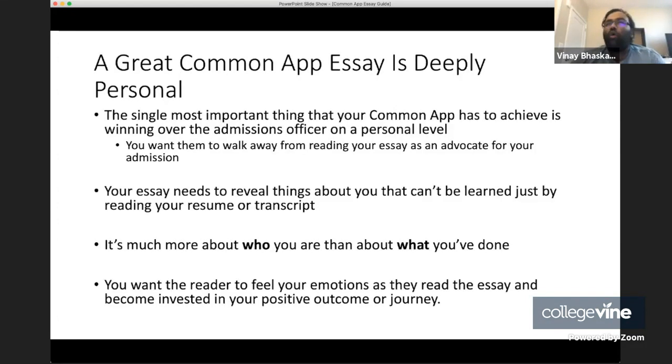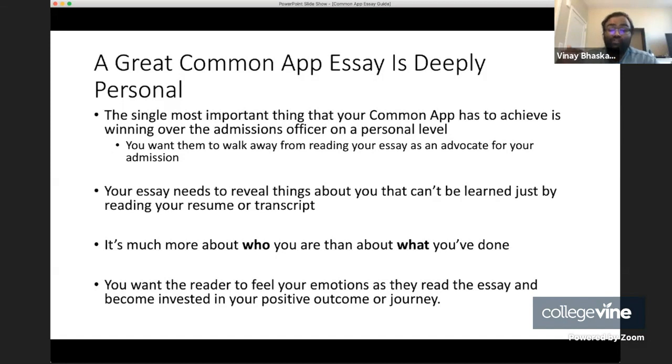Now, if there's one slide that I want you to walk away from this presentation having really internalized and taken away, it's going to be this slide right here. The key point of this slide is that a great Common App essay is deeply personal. The single most important thing that your Common App essay must achieve is winning over the admissions officer on a personal level. You want them to walk away from reading your essay as an advocate for your admission.